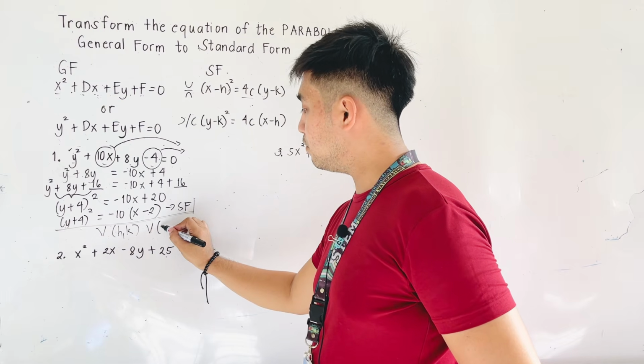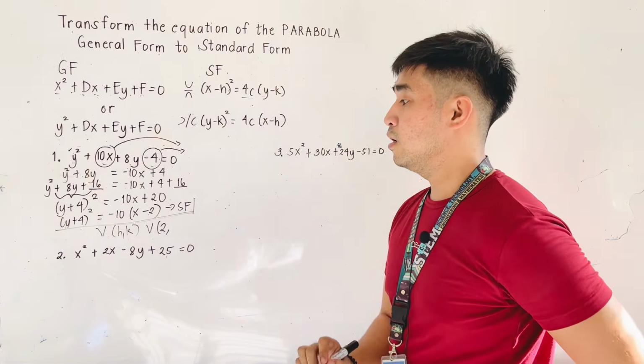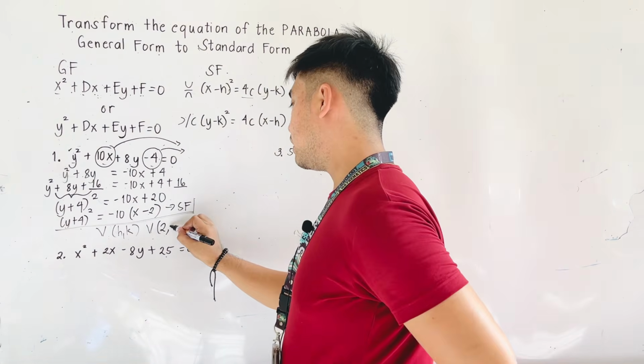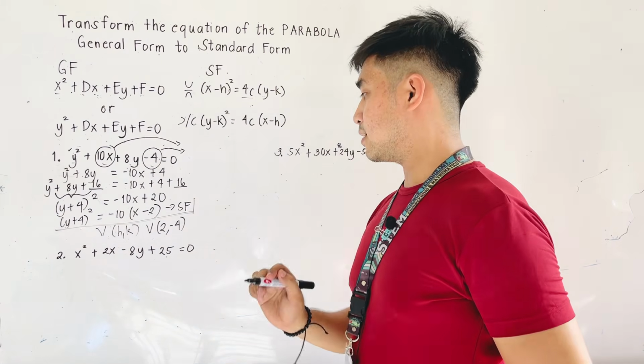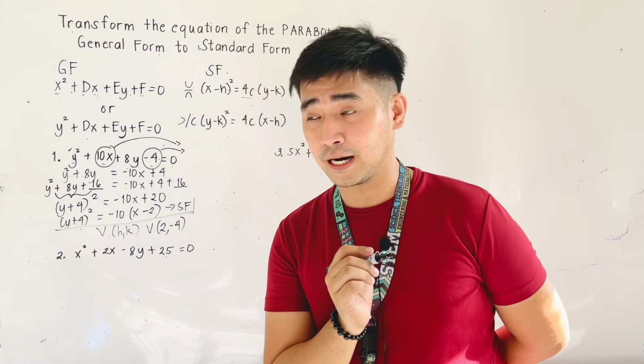Therefore, if this is negative 2, that becomes positive 2. If that is positive 4, that becomes negative 4. And that is the location of the vertex. Next, what is the opening of the parabola?